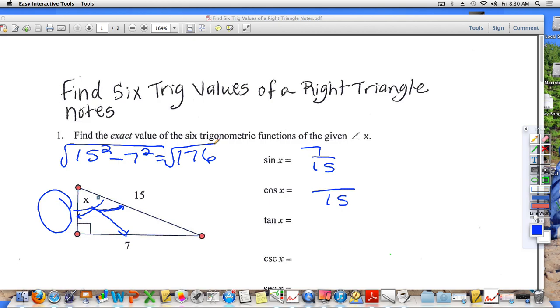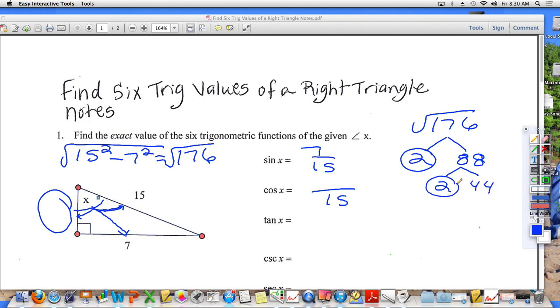This is where we need to work with this a little bit. 176 in simplest radical form is what we need to do. So I'm going to come over here. Square root of 176. The way that I always teach students to do this is to make a tree and start breaking it down into all prime factors. A good place to start is always to divide by 2. What is 176 divided by 2? 88. So we have 2 and 88. As soon as I get a prime factor, I like to circle it. 88 is 2 and 44. 44 is 2 and 22.